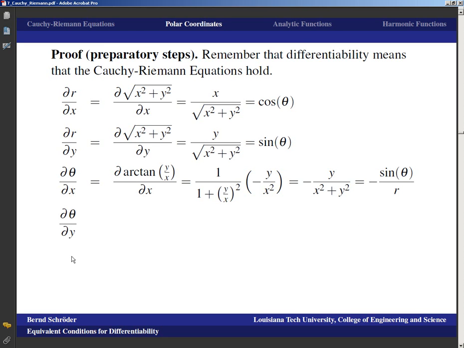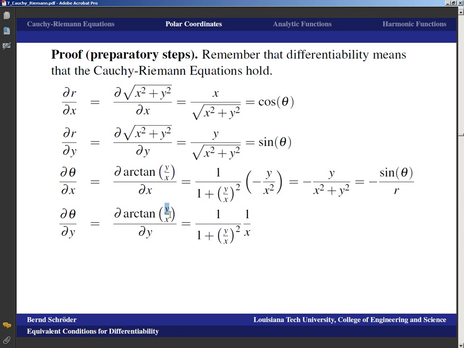If you want to, you may want to stop the presentation right here and see if you can work out d theta dy for yourself. Of course, I'll just go ahead and continue. That would be the derivative with respect to y of arctangent y over x. And so that is, again, by the chain rule, 1 over 1 plus the inside squared, 1 over 1 plus (y over x) quantity squared.